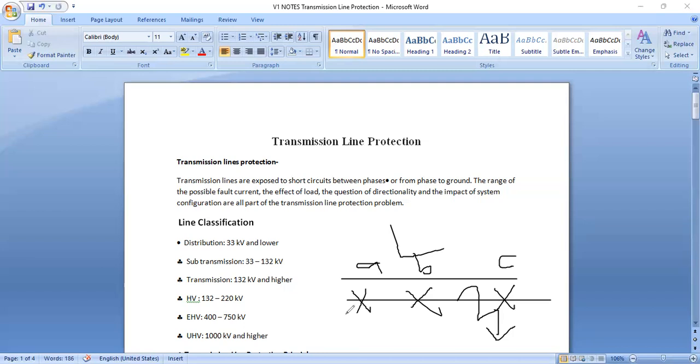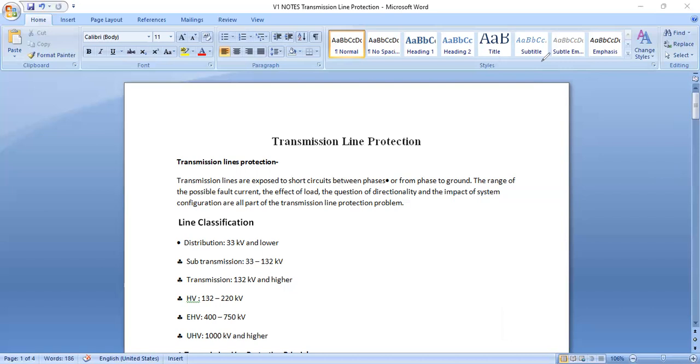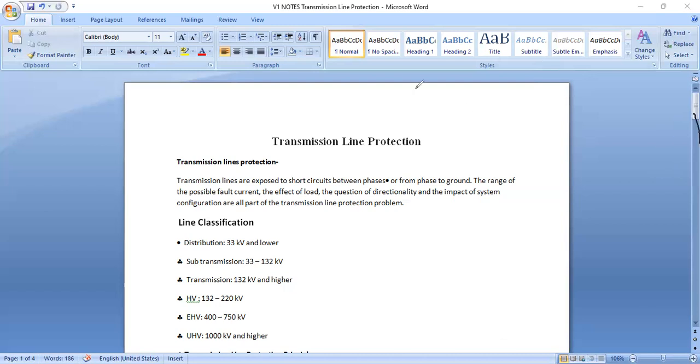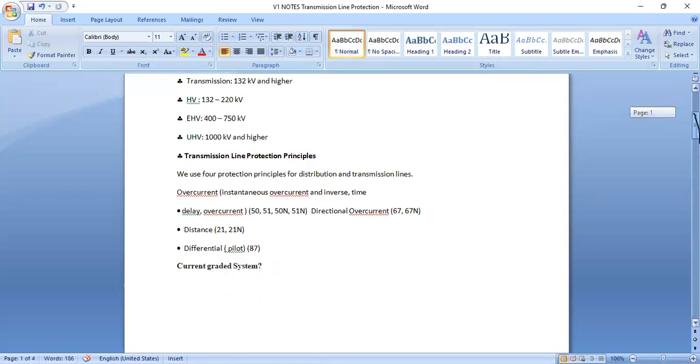So the following methods are used. For transmission line protection, there are four methods.